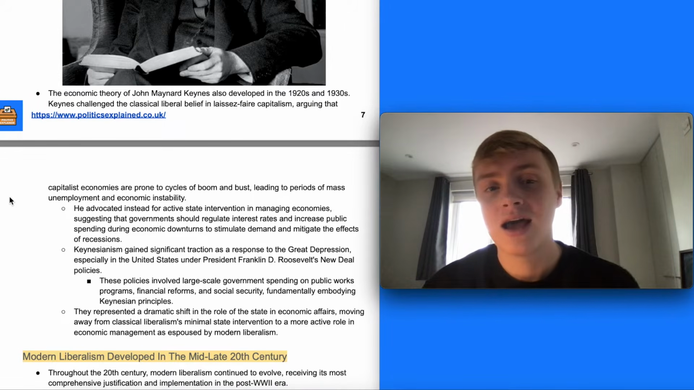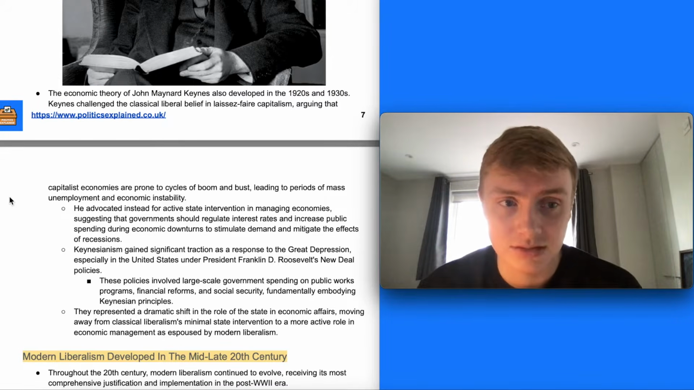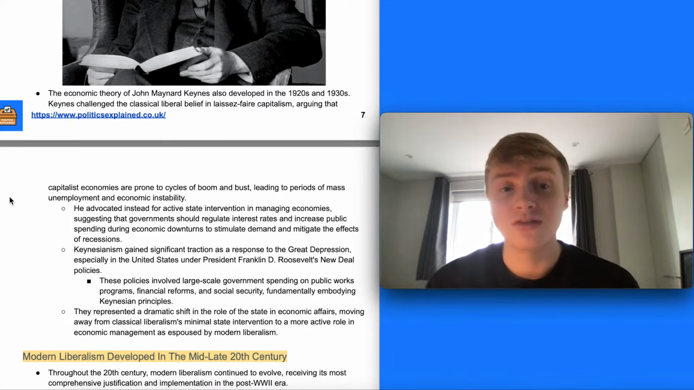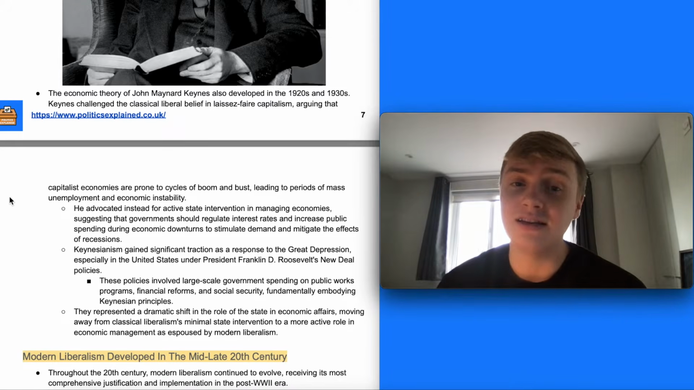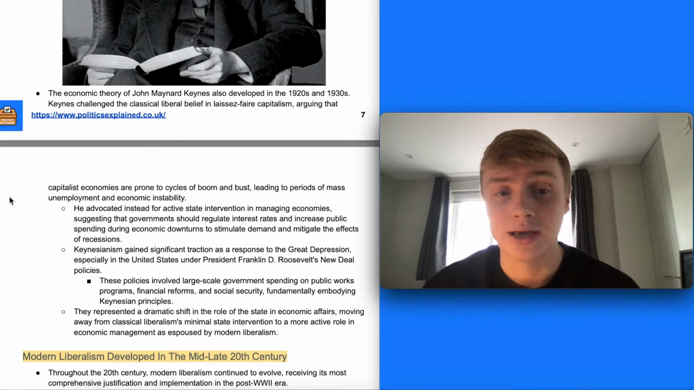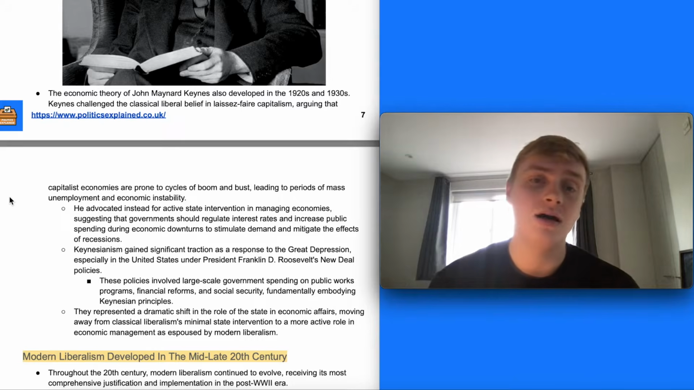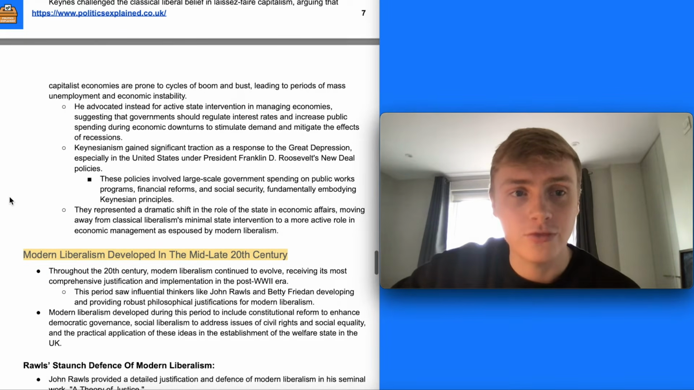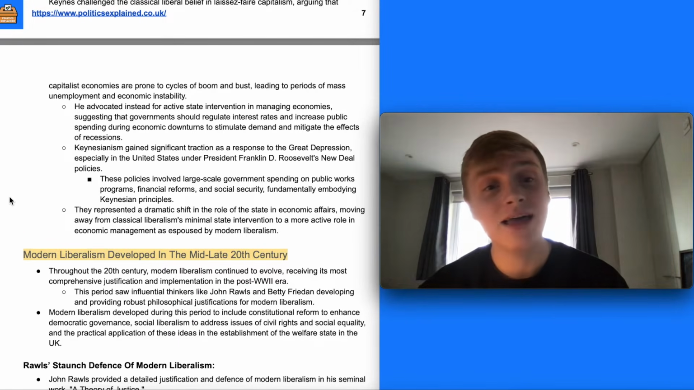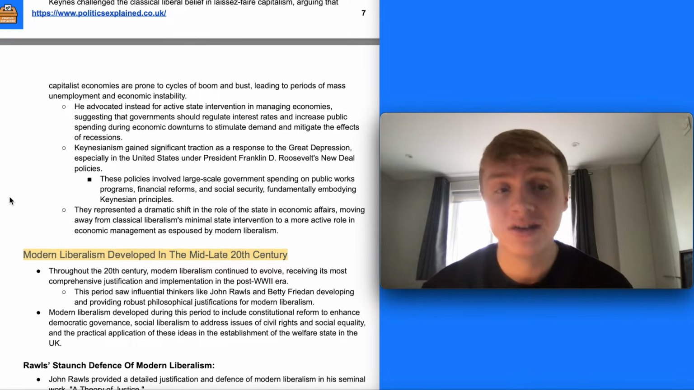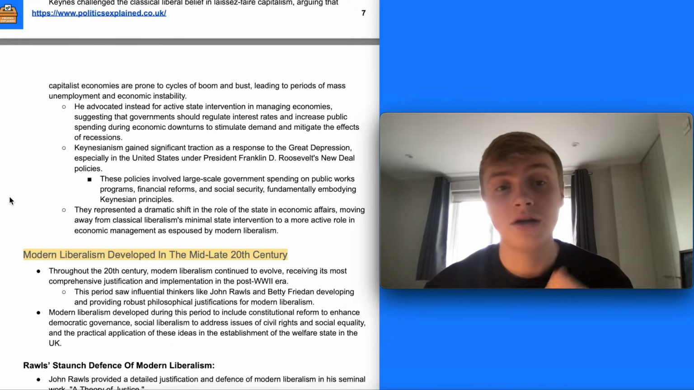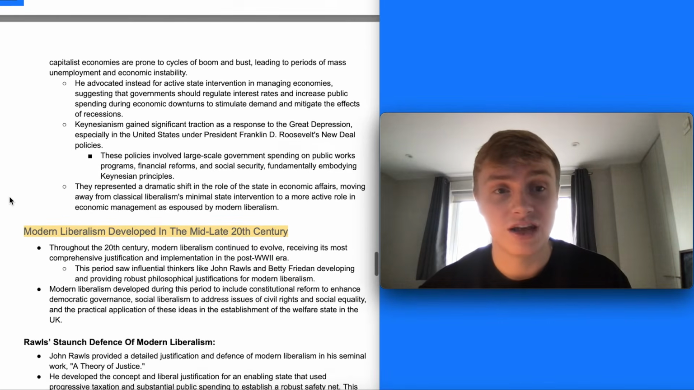So he really challenged this classical liberal belief in laissez-faire capitalism. He argued that free market capitalist economies are prone to cycles of boom and bust, leading to periods of mass unemployment and economic instability, which obviously, again, prevented people from their true freedom and individualism. And he therefore advocated for active state intervention in managing economies, suggesting that government should regulate interest rates and increase public spending during economic downturns to stimulate demand and mitigate the effect of recessions.